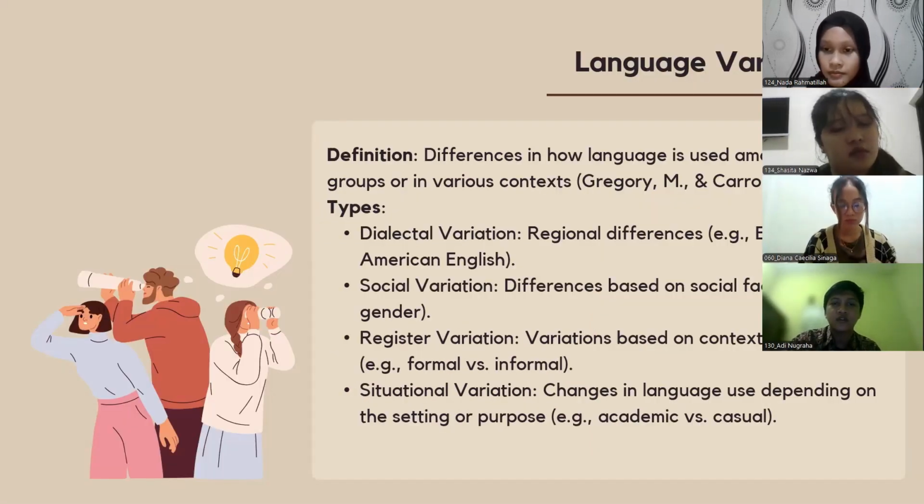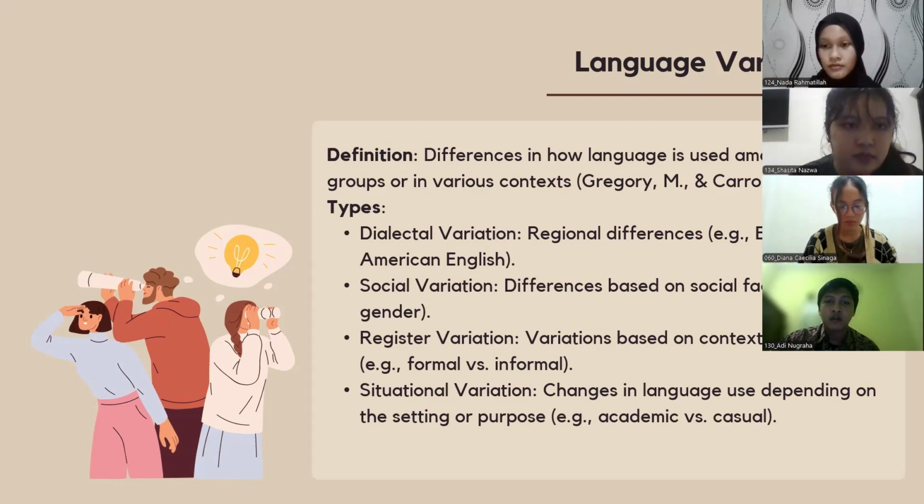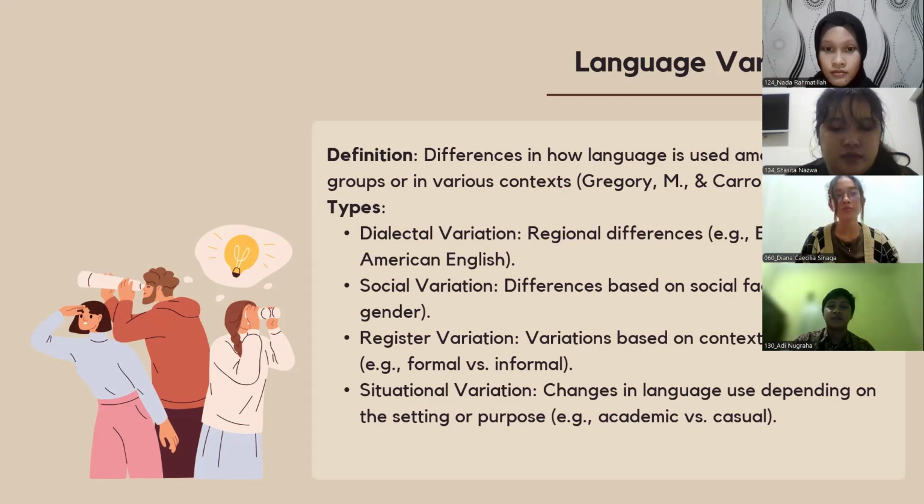All right, thank you, moderator, for giving me your time. For the next part, we move to language variation. According to Gregory and Carroll, 2018, language variation refers to differences in the way language is used by different groups or in various contexts. So language is not static, and there are many variations in the way people speak depending on many factors. There are several main types of language variation.